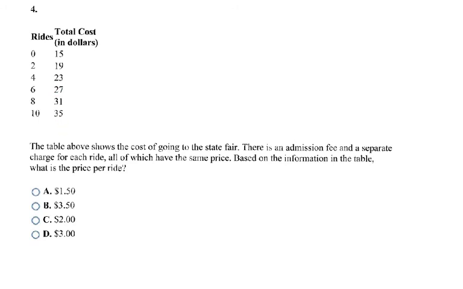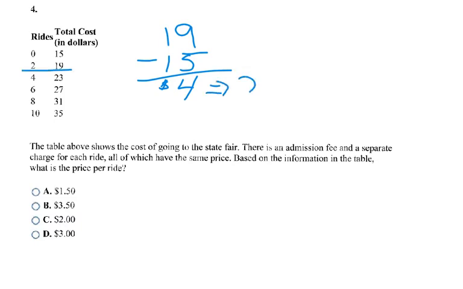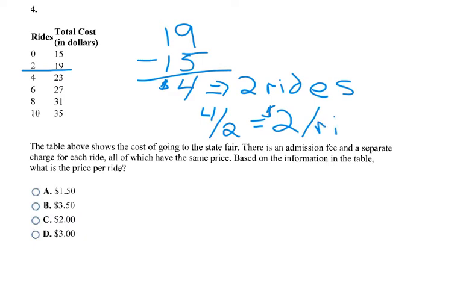So if I want to find out what one ride costs, I'm going to take this $19 and I'm going to subtract off the admission fee. So that leaves me with $4. But that $4 is for 2 rides. So how much does each ride cost? You're going to take 4 divided by 2, which is 2. So that means it's $2 per one ride.